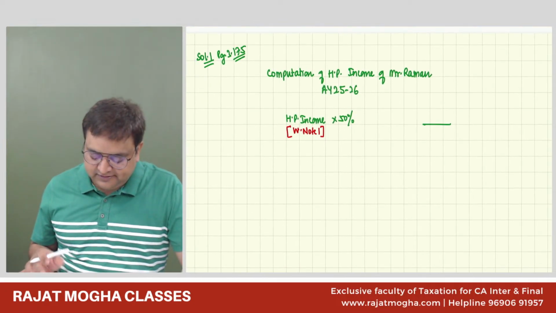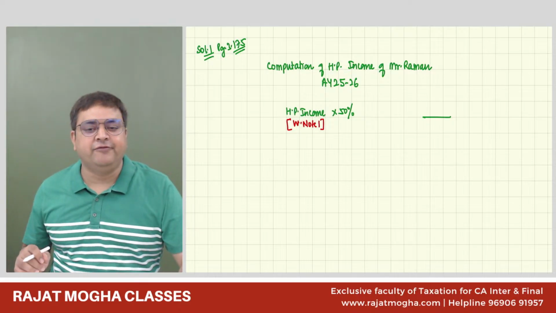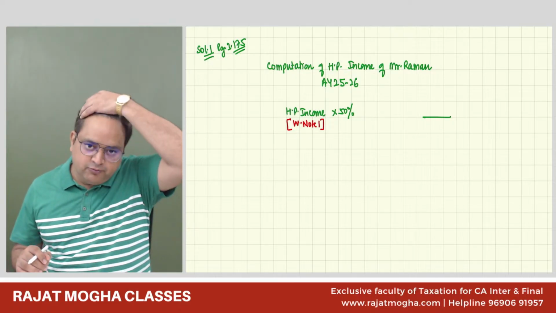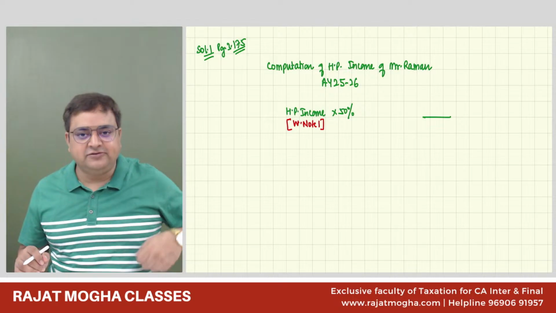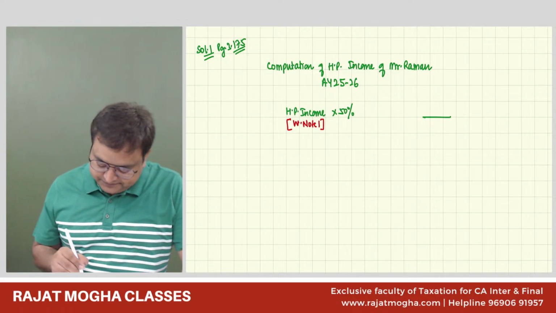This is our main answer actually. Whatever is my house property income, I'll take just 50% of it. Why? Because there are two co-owners and they both are equal. 50% is the ownership ratio. Now, let us come to our working note.